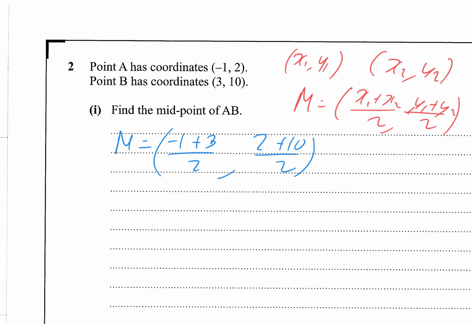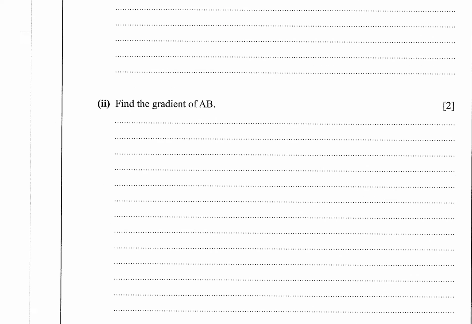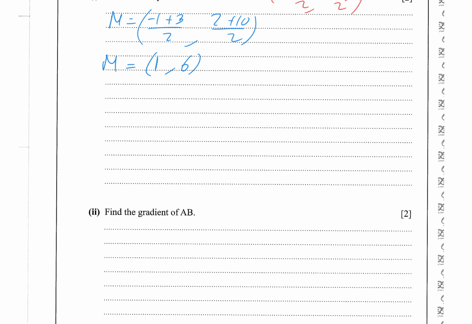So really easy. 2 divided by 2 is just 1, and 12 divided by 2 is 6. So your midpoint is (1, 6). Happy days, they are giving marks away here. 2 marks, easy marks.